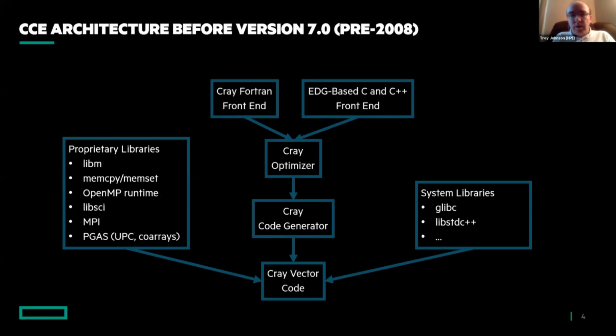And this Cray vector code would get linked with a variety of other libraries, some of which were available on the system from the operating system, like glibc or the standard C++ library. Others were developed internally, like our own version of libm for highly performant math functions, or custom versions of memcpy and memset. We have our own OpenMP runtime. We have our own scientific libraries, like BLAS routines. We have our own MPI and our own PGAS runtime. So depending on what the application was using, those libraries would get linked in, and thus you would have your application produced for these older Cray systems.